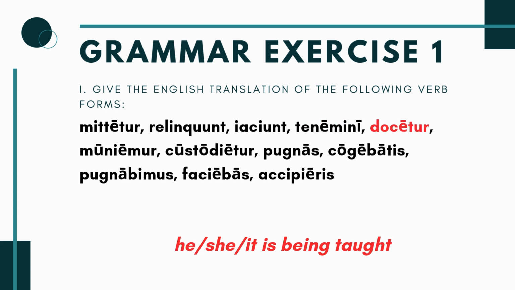Next, you have docetur, right? This is doceo, docere, which means to teach, right? It's passive voice, it's third person singular, it's present tense, so it's saying he, she, or it is being taught, right? That's how you want to translate it. Again, because it's a second conjugation verb and not third, that E in front of the TUR has nothing to do with the future tense, rather. It just happens to be part of the spelling of the verb.